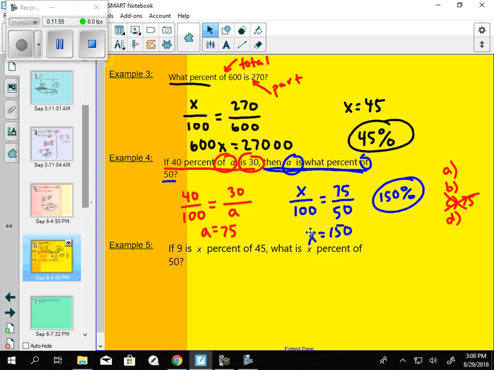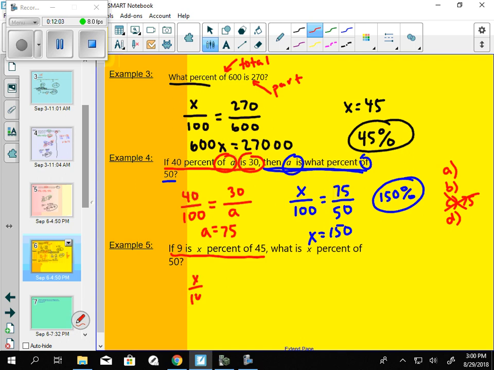Okay, let's see what you got. Again, this is a two-part problem. If 9 is X percent of 45, so what percent? Percents are out of 100. Of indicates our total here of 45, and 9 is our part. So if you cross multiply and divide there, you should have come up with 20%. And now we have to answer the second part of the problem. So what is X percent of 50?